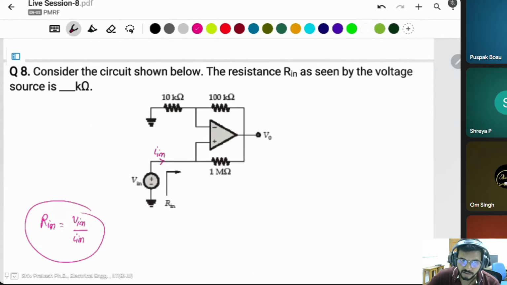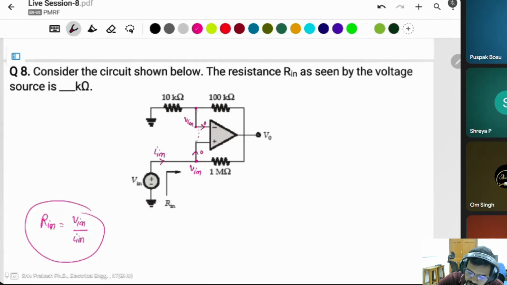Same, you can apply the virtual short phenomenon. This current is 0, which means there is no current. This voltage is directly connected to this voltage. This current is 0, then this voltage is Vin. Then this voltage is also Vin because of the virtual short.